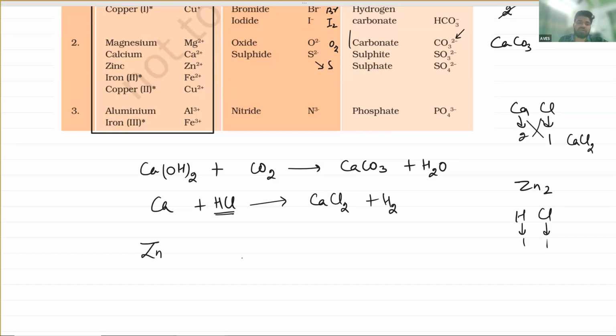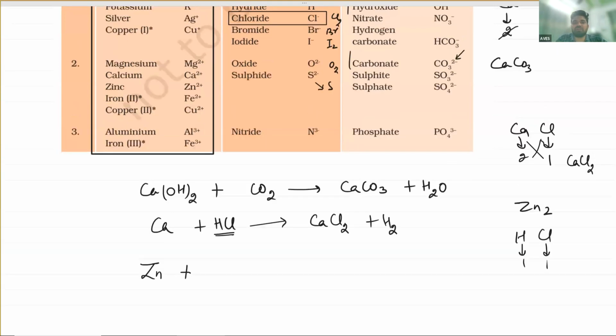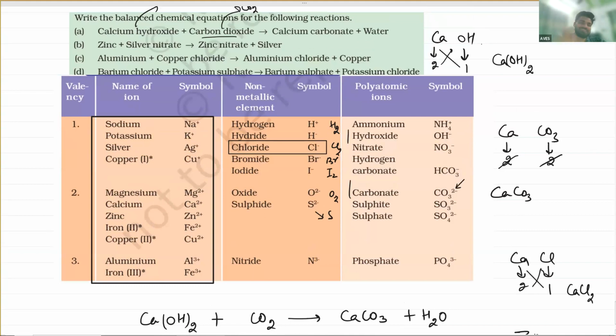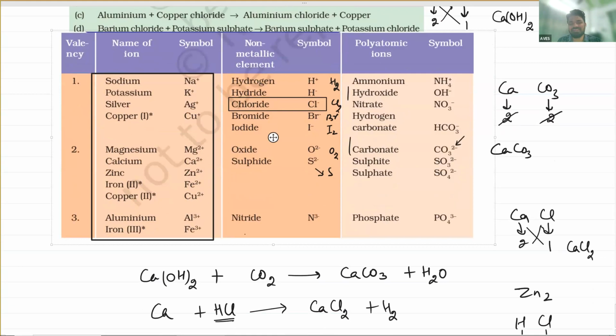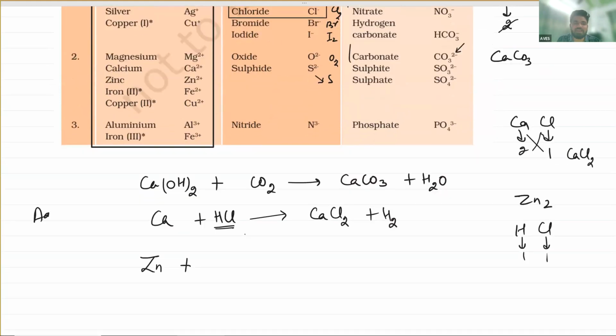Understood? Yes, sir. When it is going to react with silver nitrate, AgNO3. I have told you the formula. So what's the formula of silver nitrate? It is AgNO3. Why? Because silver has valency 1.